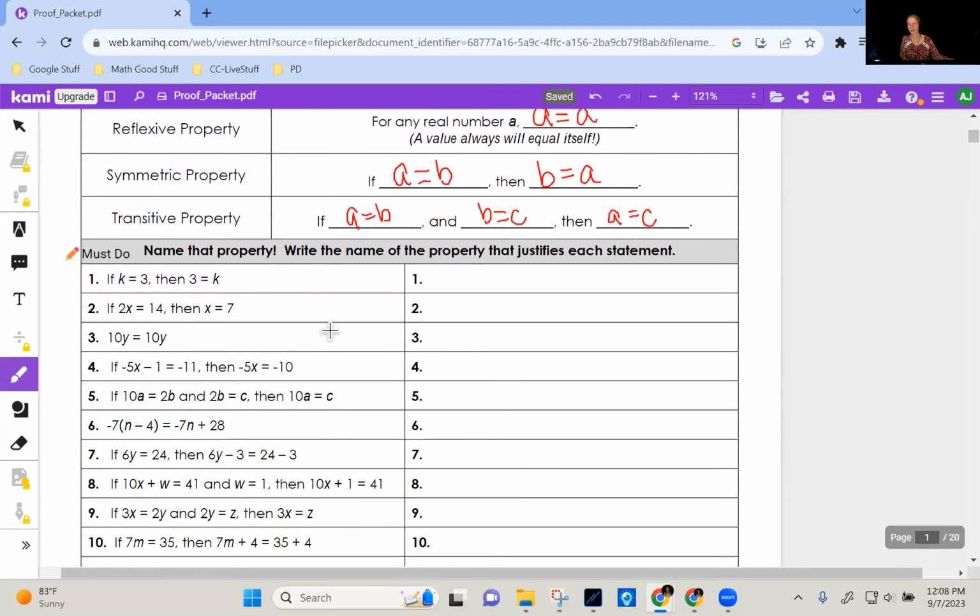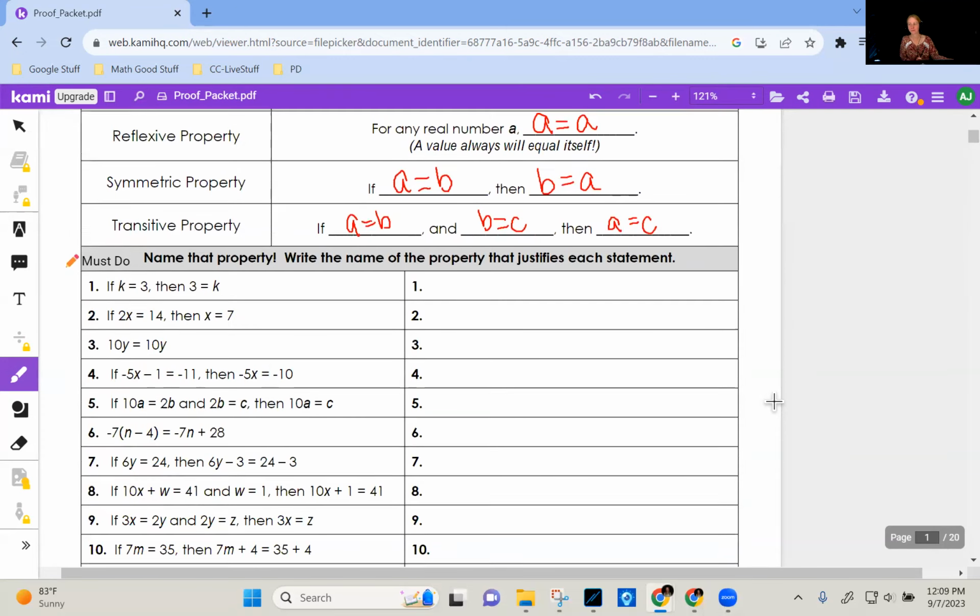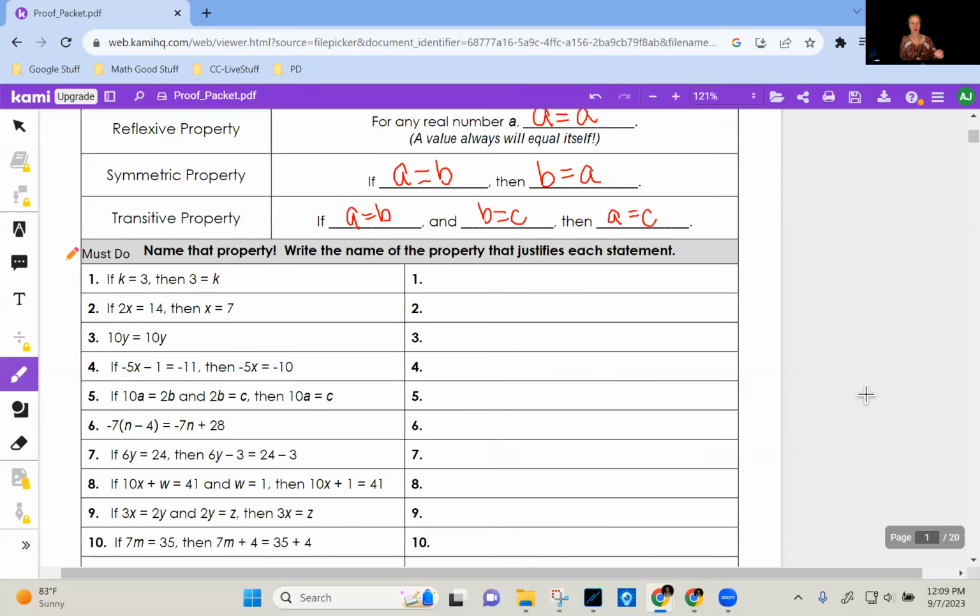What you're going to do here, notice it says must do. You're going to be looking for that as you go through this packet. It says name that property. Write the name of the property that justifies each statement. I'm going to do about 3 to 4 of those with you here on this video, and then I'm going to let you do the rest yourself. When you think you're finished, come check with me or check with your class supporter, and they will have an answer key to check you.